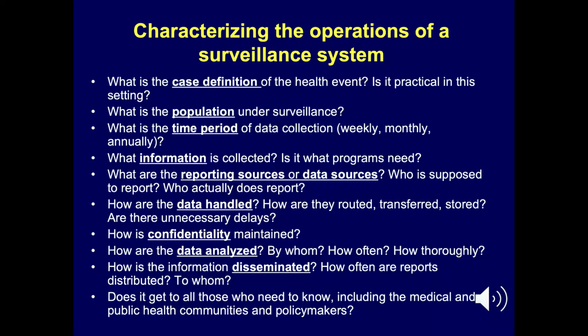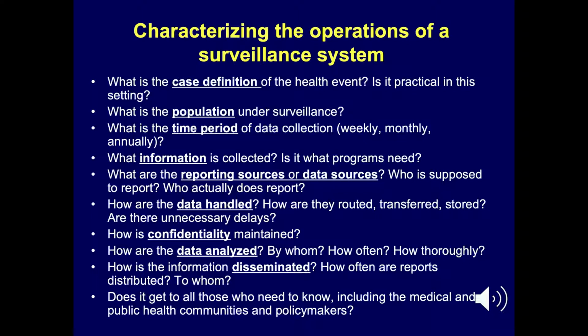And we've covered a lot of the operational issues related to surveillance systems in prior lectures and readings now. And so when it comes time to characterize the operations of a given surveillance system, you know that these are some of the things that we're thinking about. What are the case definitions? Is the case definition practical? Does it need to change? What's the population under surveillance? What kind of information is collected as part of routine surveillance? What are the data sources or the reporting systems? Who's expected to report? And then what happens after that?